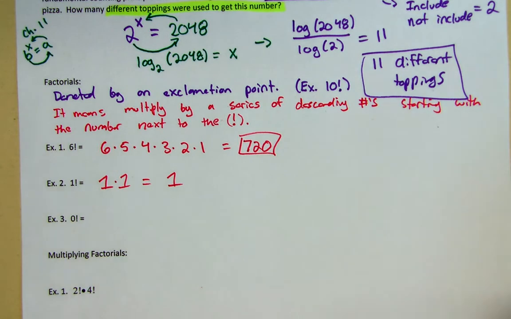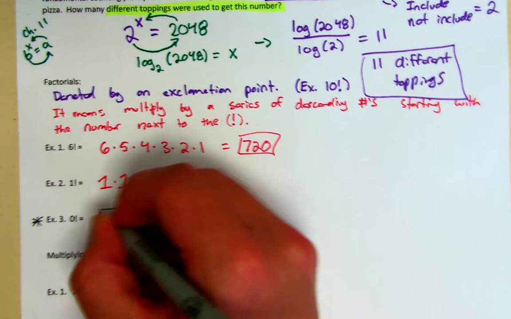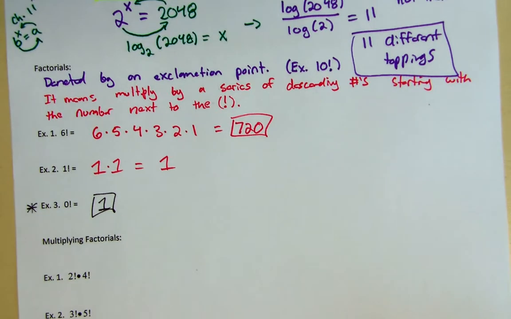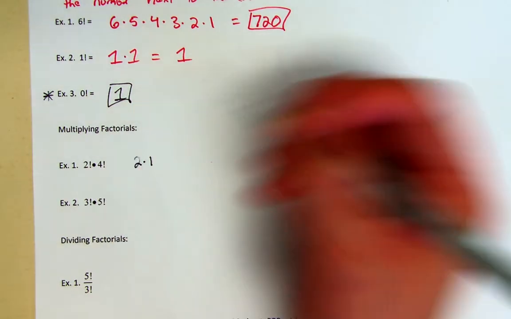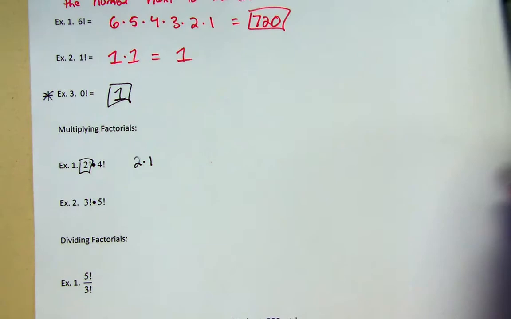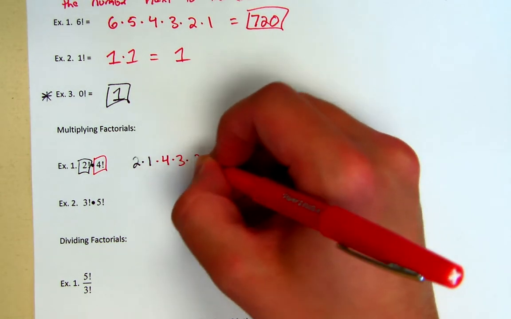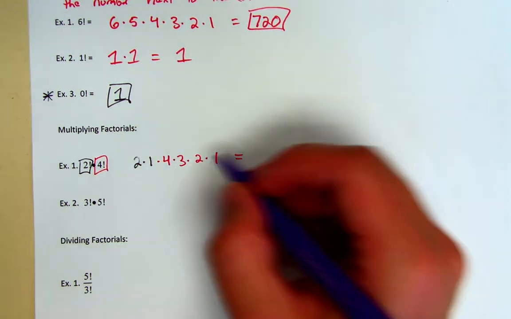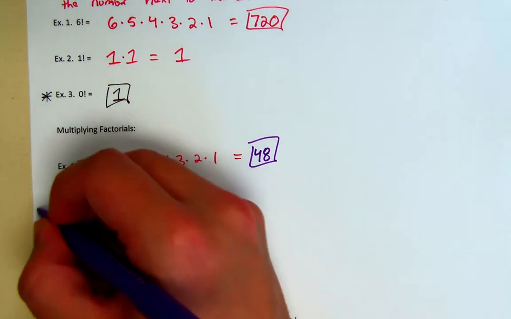Now, the one that's kind of tricky is 0 factorial. 0 factorial is actually also 1. So that one is just 1, there's the rule that it equals 1. Alright, what about multiplying factorials? You just use both factorials. So 2 factorial is 2 times 1. 4 factorial is 4 times 3 times 2 times 1. So what does that equal? We'll multiply it all out. 2 times 4 is 8, times 3 is 24, times 2 gives us 48. Alright, this one is for you to try.